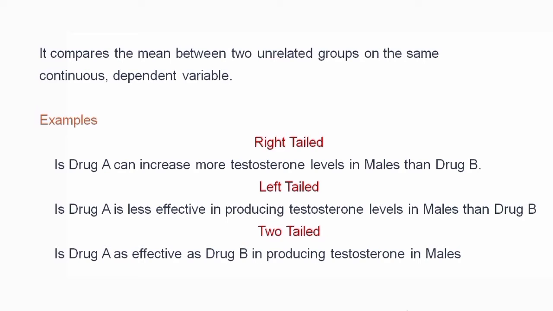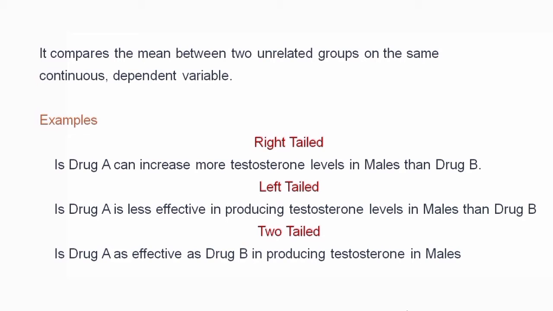Based upon our hypothesis, we can fix the tails. We have left tail, right tail, and two tails. For two-tailed, our null hypothesis will be that drug A and drug B are the same in effectiveness, and our alternative will be in both directions. That is, either drug A is more effective, or drug B is more effective, or drug A is less effective than drug B. Like that we can fix in any direction. So direction is what we mean by the tail.